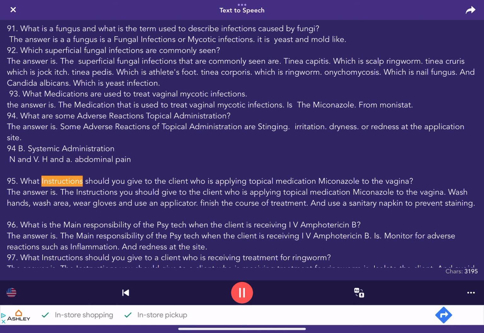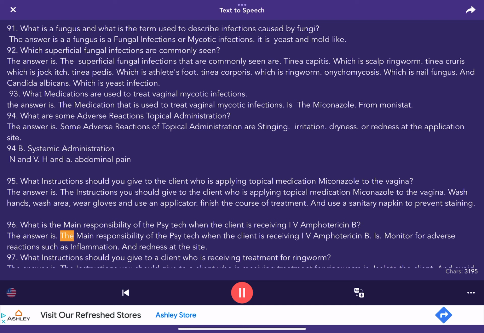95. What instructions should you give to the client who is applying topical medication miconazole to the vagina? The answer is, wash hands, wash the area, wear gloves and use an applicator, finish the course of treatment, and use a sanitary napkin to prevent staining.